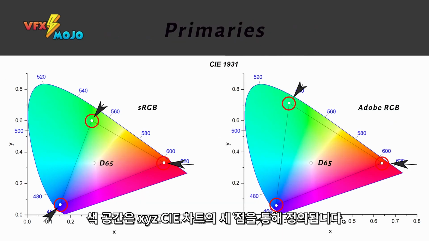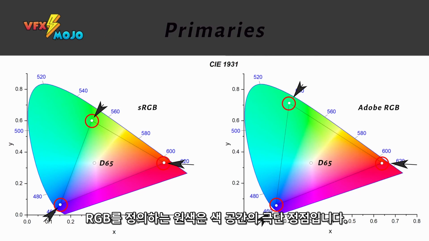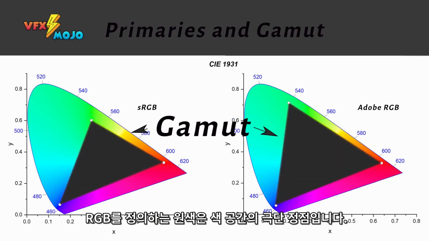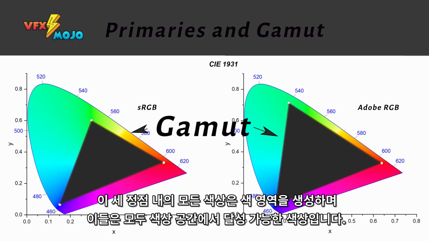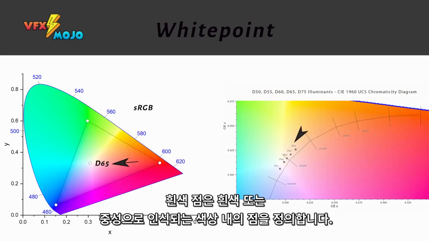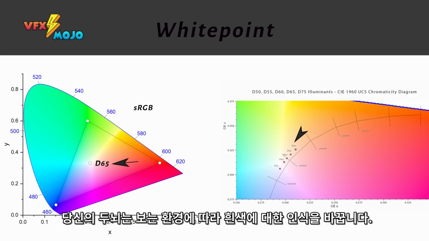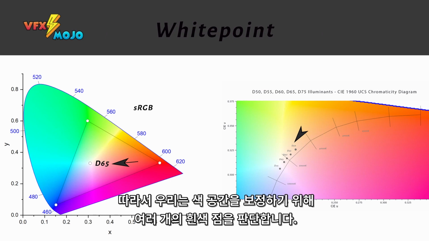A color space is defined through 3 points on the XYZ CIE chart. The primaries which define RGB are the extreme vertices of a color space. All colors within these 3 vertices create the gamut, and these are all the achievable colors of the color space. The white point defines the point within the colors which is perceived as white or neutral. Your brain changes its perception of white depending on the viewing environment. Hence, we define several white points for a color space to compensate for this.